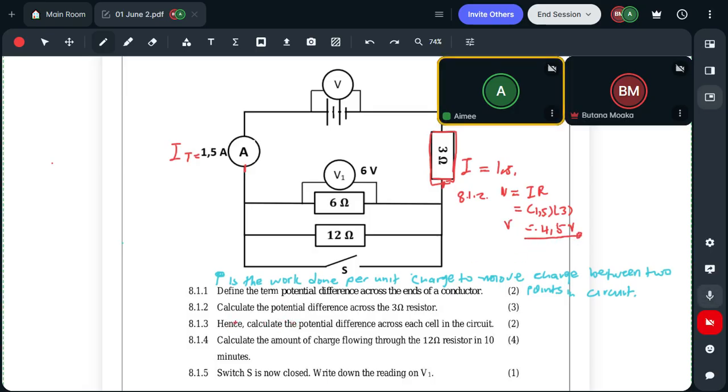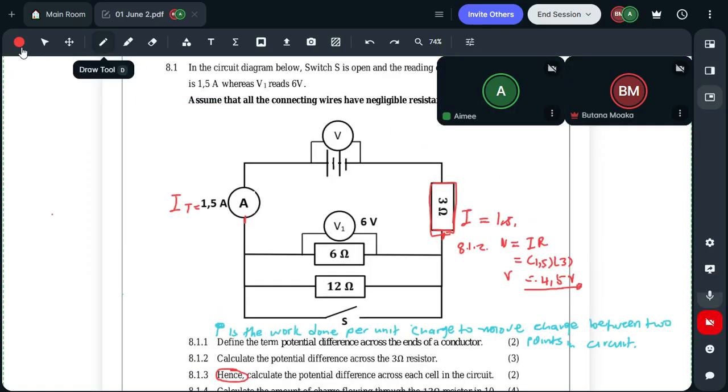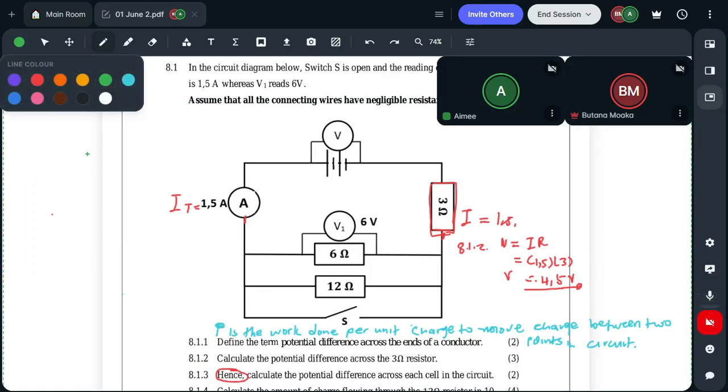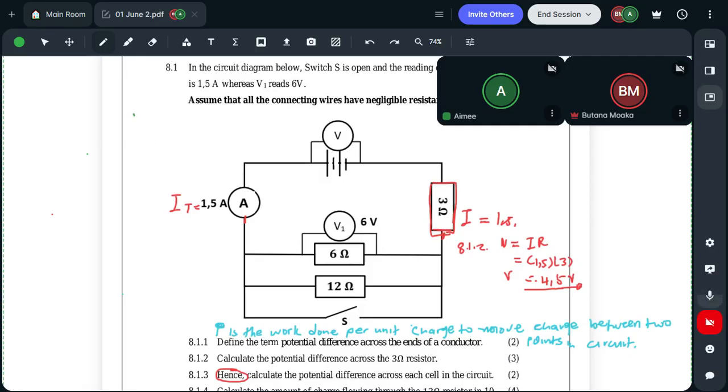I am, yes. Then there comes the question, hence, meaning use the answer that you got to calculate the potential difference across each cell in the circuit. Remember, when I look at this, let's look at the V parallel. Can you see that the parallel voltage, the V parallel, is going to be 6 V? Do you agree with me on that?